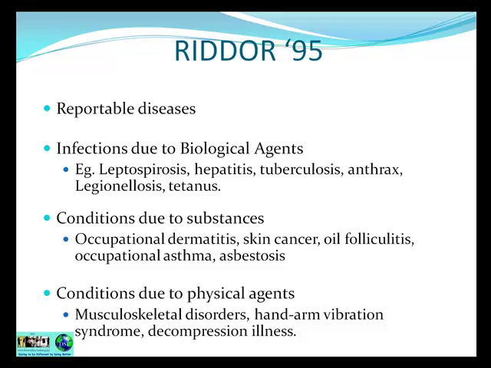Conditions due to substances. You might come down with occupational dermatitis or skin cancer, oil folliculitis, occupational asthma, asbestosis, all are reportable. As are certain conditions due to physical agents, musculoskeletal disorders, basically anything that affects your muscles and your skeleton. Could be spinal injury, could be a slipped disc, it could be problems with your shoulders, with your arms, with your fingers, with tendons, with ligaments. Hand-arm vibration syndrome, if you use vibratory tools, or decompression illness for divers coming up too quickly from a dive.